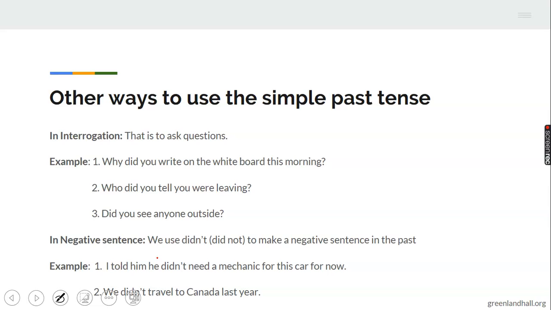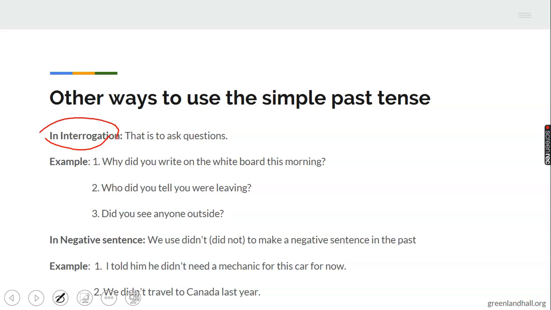So there are other ways we can use the simple past tense apart from regular or irregular. We can use them in interrogation. That is to ask questions. Now, I have some questions here. It says, why did you write on the whiteboard this morning? You can see that's a question. Then who did you tell you were leaving? That's another question in the past tense.